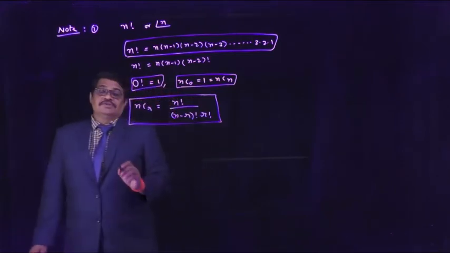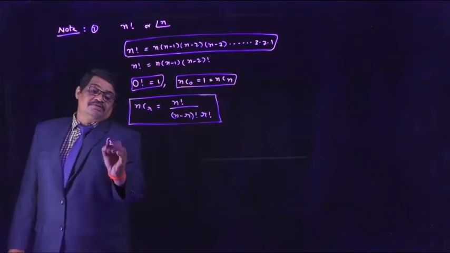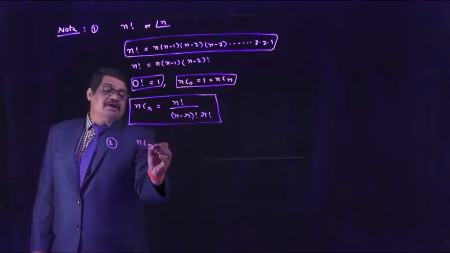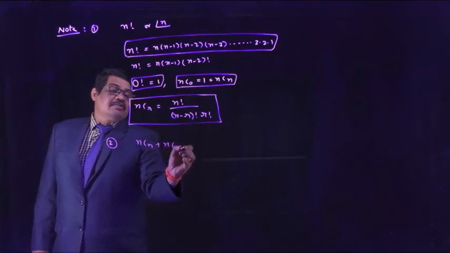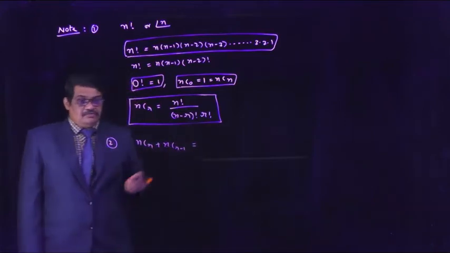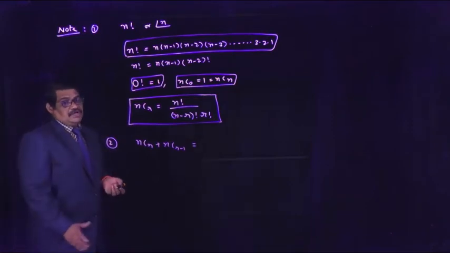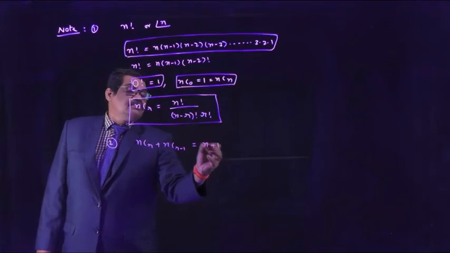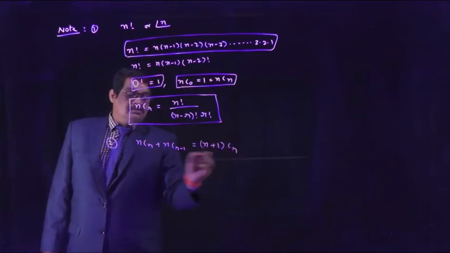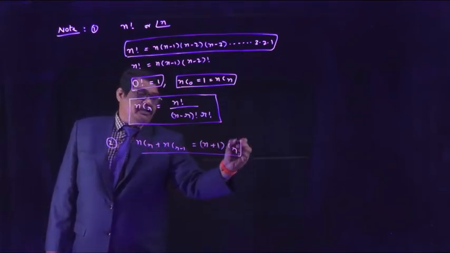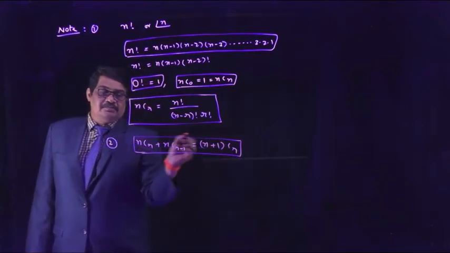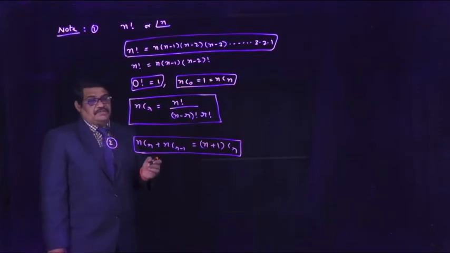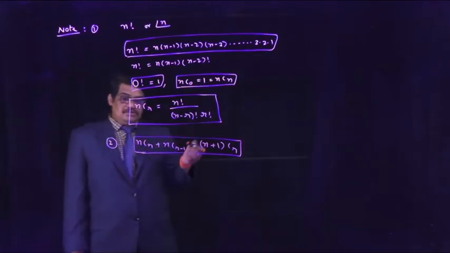And we must know some other formulas. What is NCR plus NCR minus 1? You know the formula: NCR plus NCR minus 1 is N plus 1 CR. It is very useful in the binomial theorem. NCR plus NCR minus 1 is equal to N plus 1 CR.